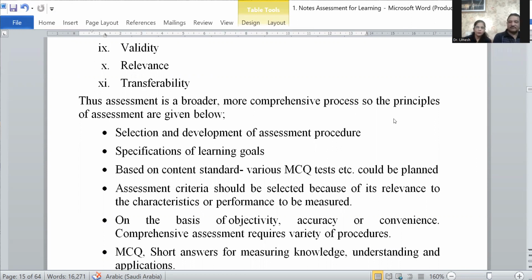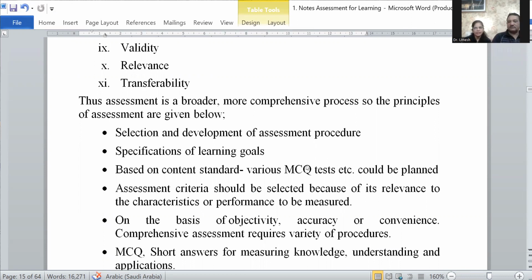1. Selection and development of assessment procedure. Specification of learning goals. Based on content standard, various MCQs test could be planned. कि किस तरह से, कहां से, क्यों, किस तरह से हम जो है मल्टीपल चॉइस क्वेश्चन बनाने हैं, क्या करना है, ये सारी चीजें इसमें यहाँ पर हमने देखना होता है.